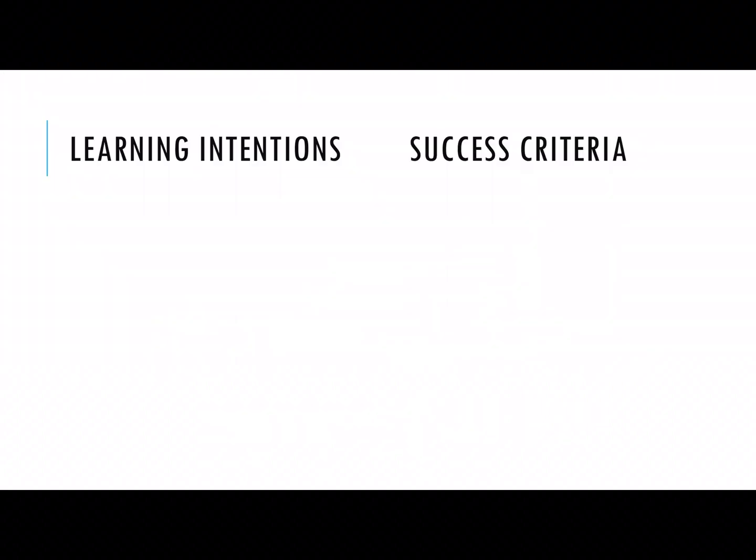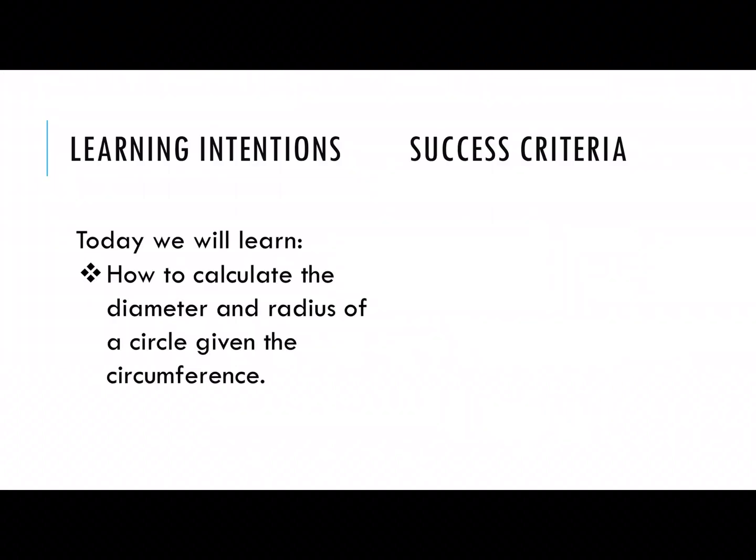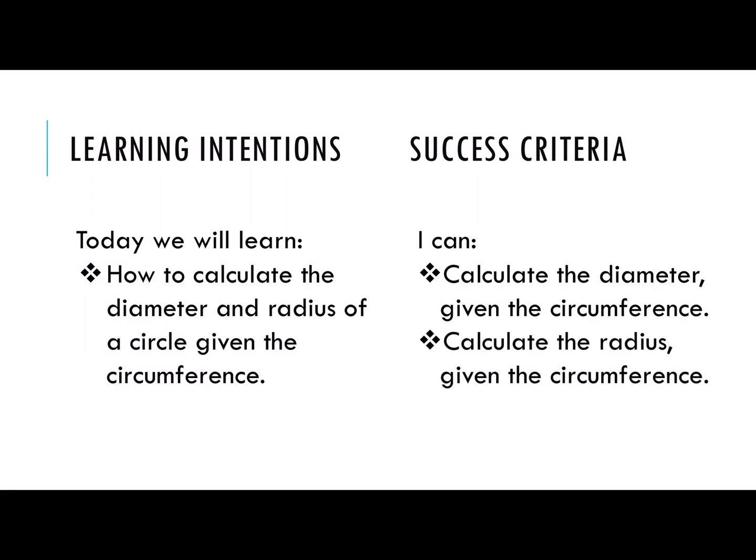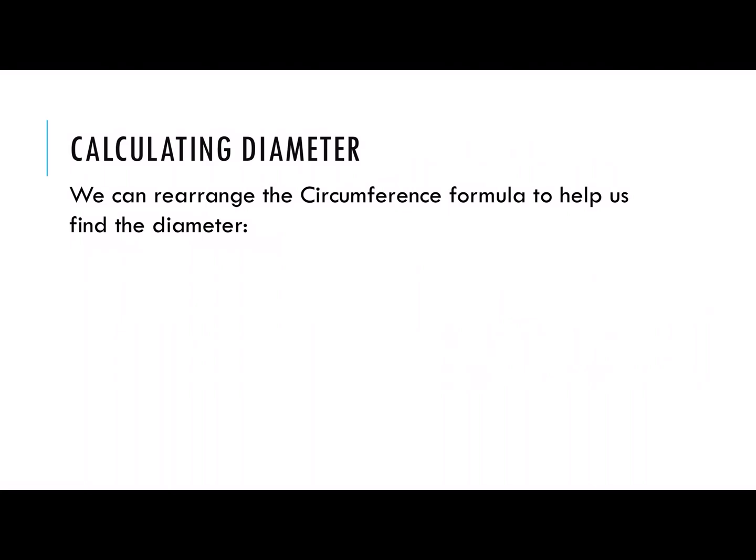Hi everyone, today we are going to learn how to calculate the diameter and radius of a circle when we are given the circumference. So it's almost like we are working backwards from what we've been doing so far. You will have been successful today if you can calculate the diameter given the circumference and calculate the radius given the circumference. So let's start by calculating the diameter.